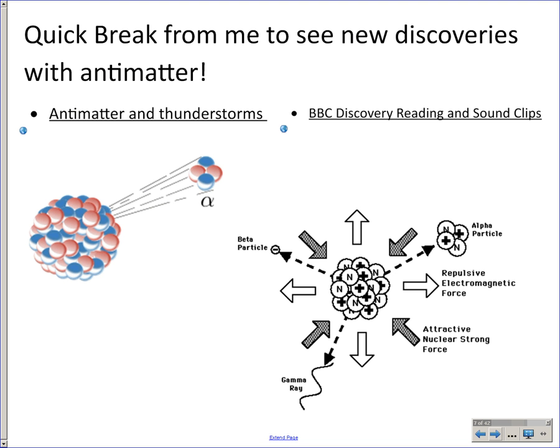If you want a quick break from me, there are a couple of videos right here. You've got antimatter and thunderstorms. It's quick and easy and it's kind of cool. And then there's a couple of things from the BBC, which you'll find interesting if you like the field of physics and antimatter. And you'll see here, this is what an alpha particle looks like.